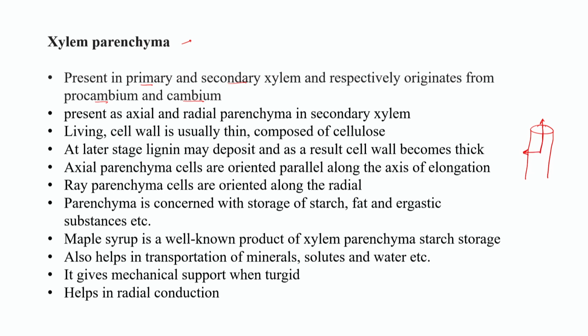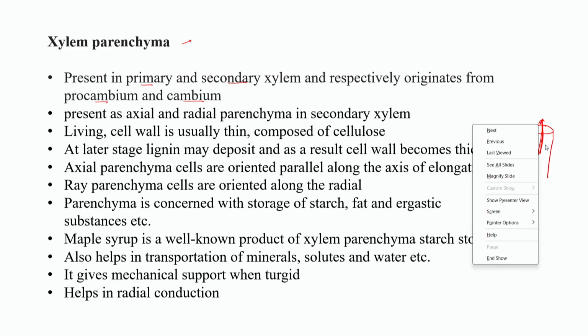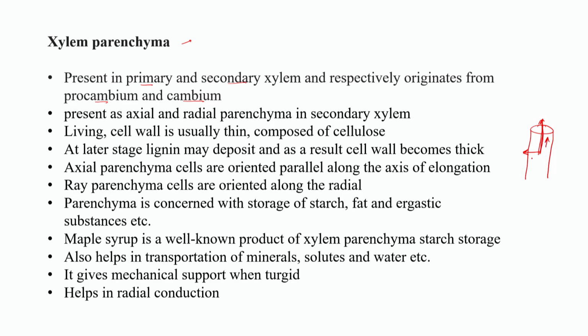One will be along the axis, growing along with the axis, and the second parenchyma will be on the radial side. This will help in radial conduction of water. Although since they are parenchymatous they are thin-walled and made up of cellulose, sometimes lignin deposition can occur in later stages.